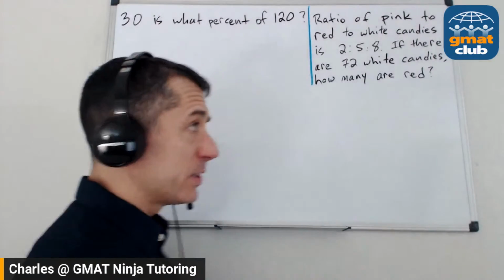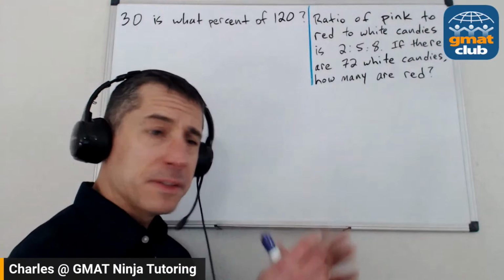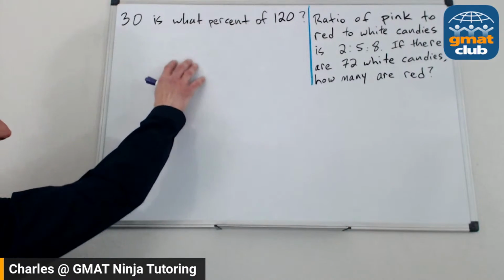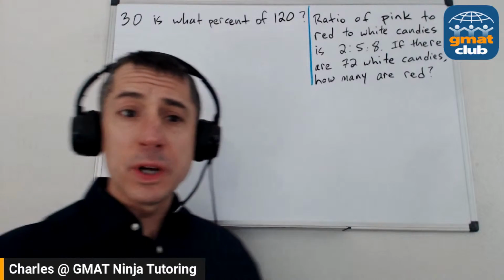Maybe the last couple of questions will help you a bit. But again, this is meant for folks who struggle a little bit, average, a little bit above, a little bit below. Real basics here to start with. When they give you something like this, 30 is what percent of 120?